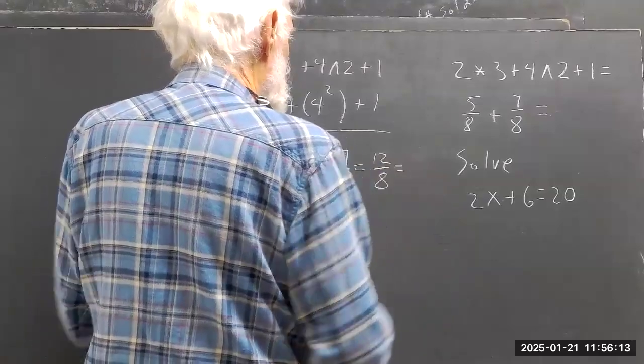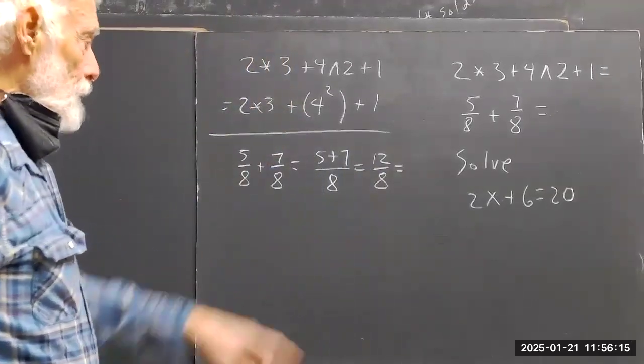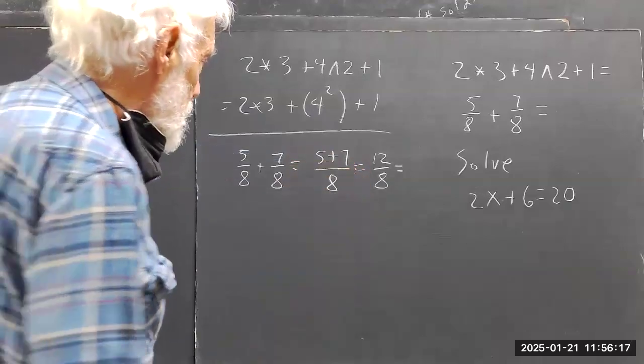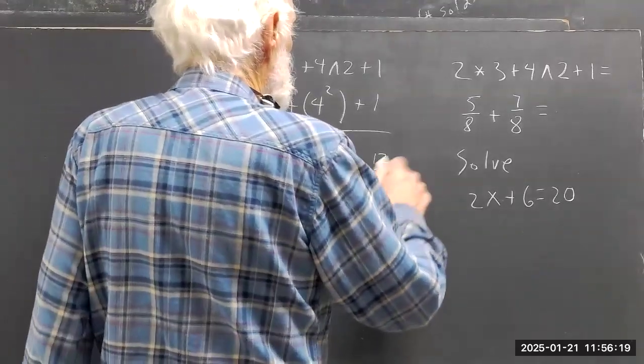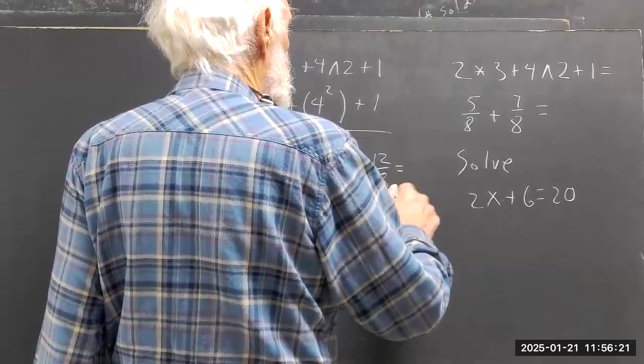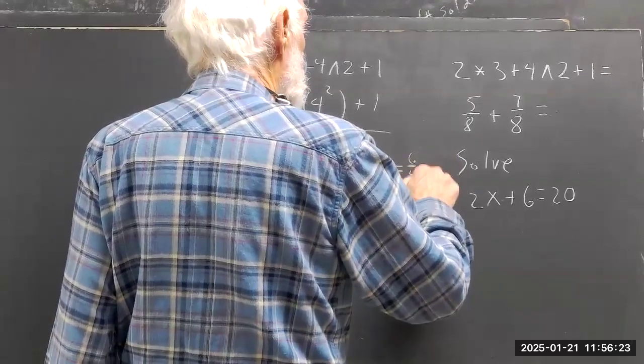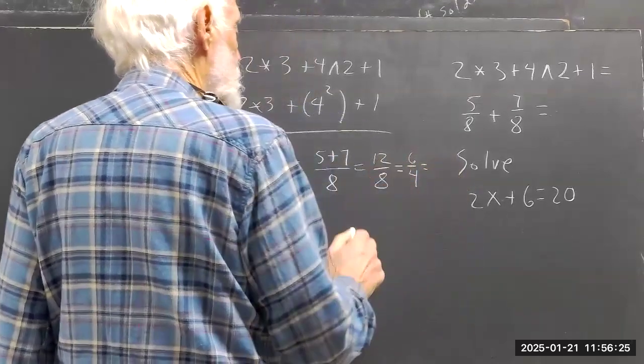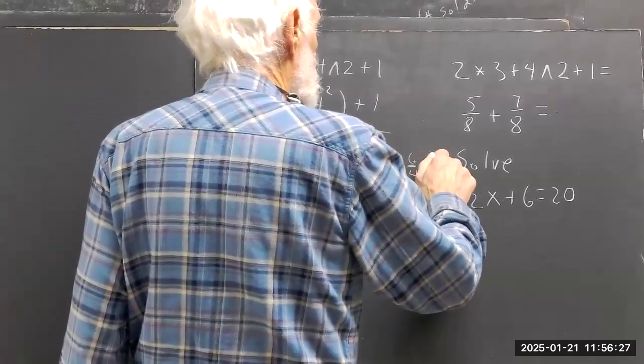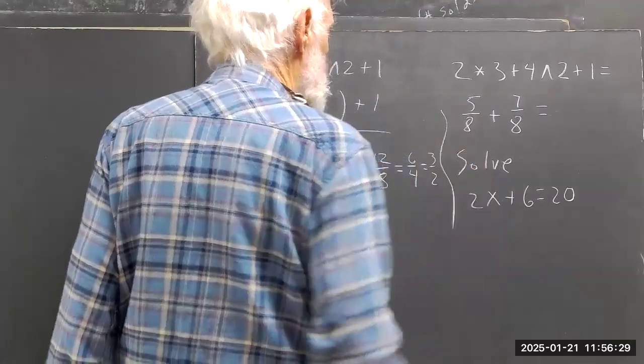And of course, that can be reduced. You can reduce 12 eighths down to, well, you divide this by two and divide this by two, you get 6/4. But then you can do it again. You divide the 6 and the 4 by 2 and you get 3/2, which is 1.5.